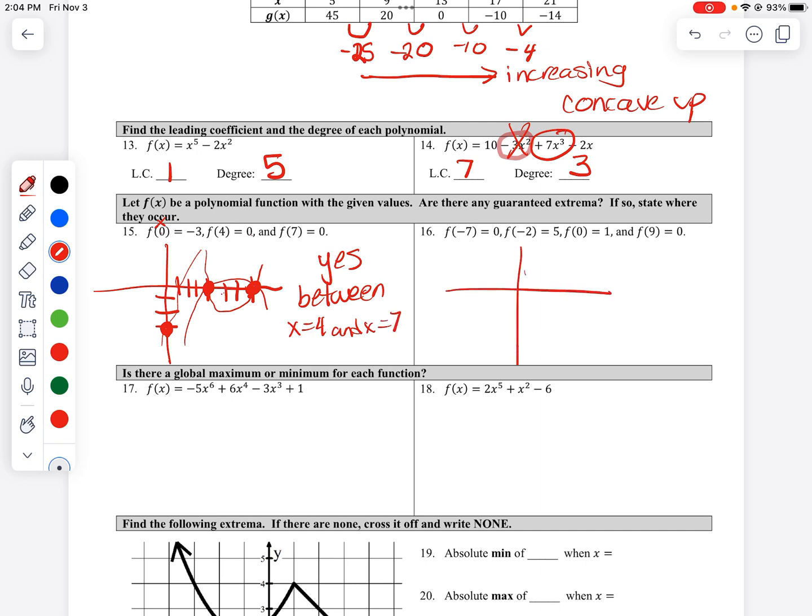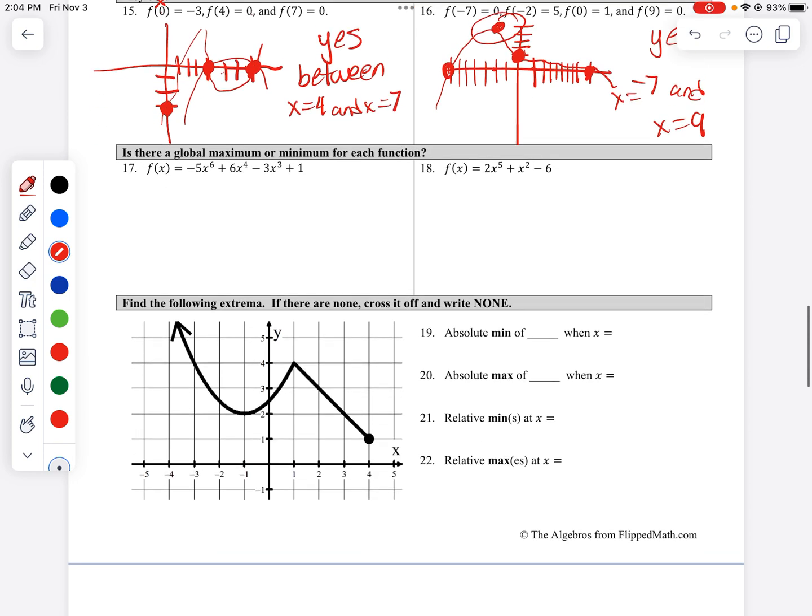So what about this next one? At -7, it's 0. When x is -2, it's up at 5. And when x is 0, it's at 1. And at 9, it's 0. So somehow it's got to go through all these points. So is there an extrema? Well, yes. We don't know exactly if it's that point, but somewhere between x equals -7 and x equals 9.